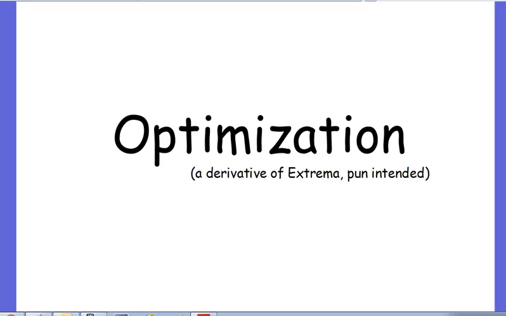Alright, people, so today we are going to talk about optimization. Optimization. It's a derivative of extrema, and I said pun intended. If you don't get that, just get out of here. Just joking, as everybody gets up and walks out.